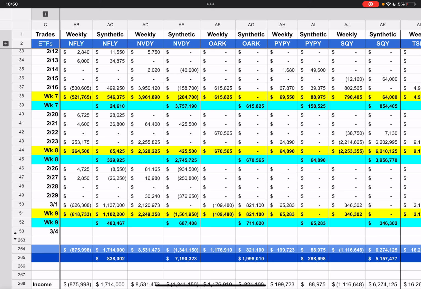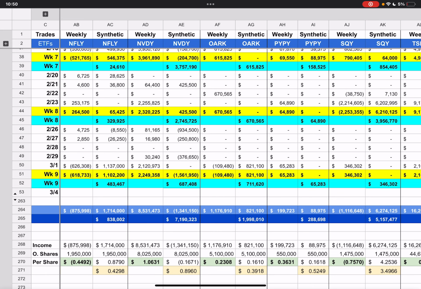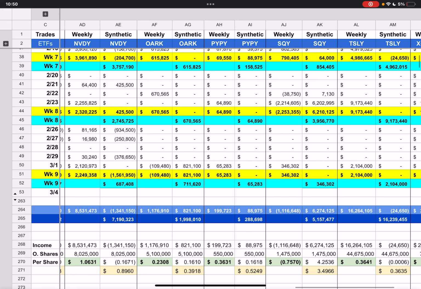Netflix. So 24,000, 329,000, and 483,000. And those first weeks there, week 7 and week 9, they lost a lot of money on those weeklies. But of course, got money from the synthetic to make up for that. But our total at the bottom there brought in is $838,000.